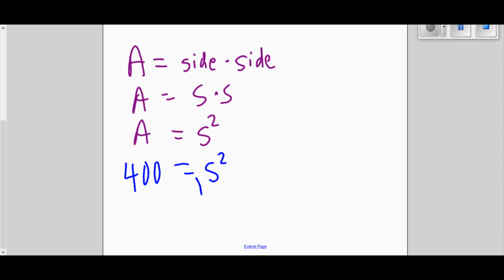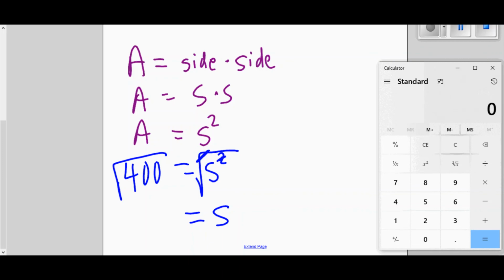we're going to take the square root of both sides. So the square and the square root cancel each other off. So every time you see a power of 2 and you're solving, you're going to take a square root. Whatever you do to one side, do to the other. So this gets me S by itself.